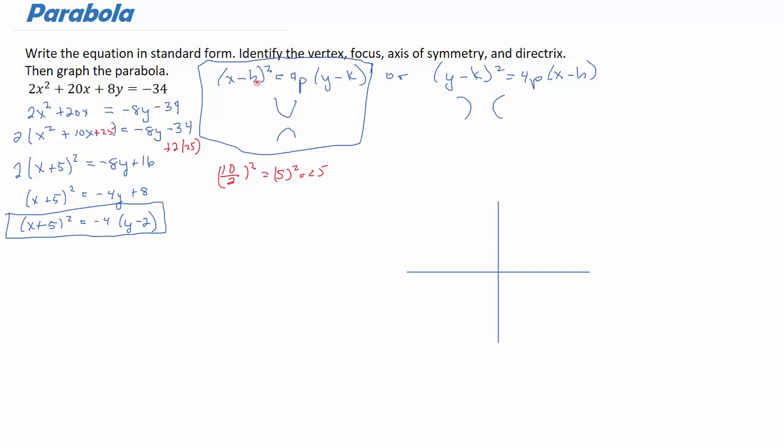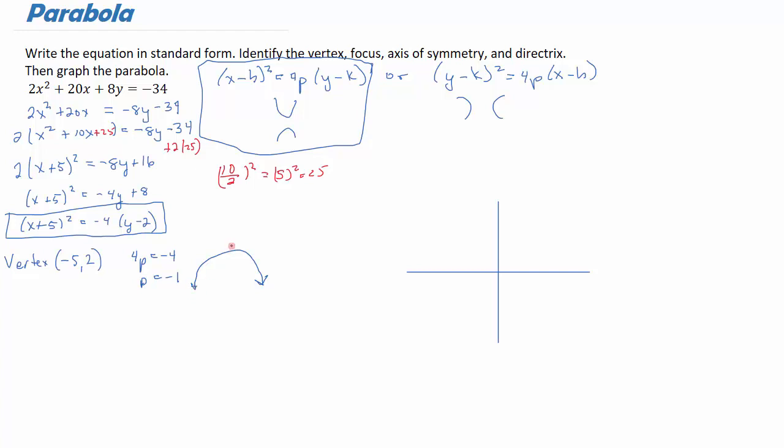Now, our vertex is the coordinates h, k. Now remember, it's x minus h, so what are we subtracting? We're subtracting negative 5. And on the inside, what are we subtracting here for y? We're subtracting 2. So our vertex is negative 5, 2. The next thing I want to do is figure out what p is. Well, 4p equals negative 4, or p equals negative 1. The reason why we want to know this is it allows us to know which way our parabola is opening. We already know it's opening up or down, but because p is negative, we're going to have a parabola that opens down.